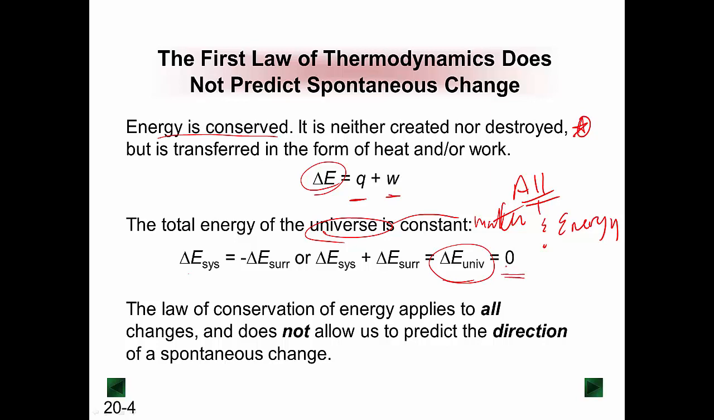Now, what the conservation of energy means is that the change in the energy of the universe will be zero. So if energy is neither created nor destroyed, as we said right here, then what that means is that the total energy of the universe is constant.